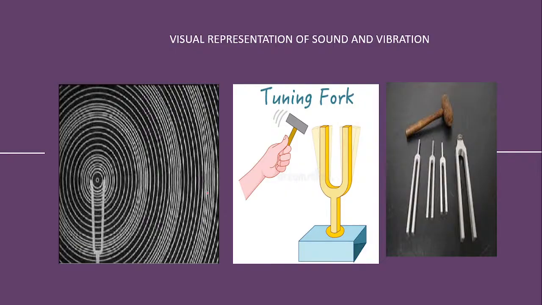So this is a visual representation. When you hit a tuning fork with a hammer, these are different tuning forks you see here, with different frequencies. If you hit the tuning fork, it will vibrate like this. So that's how it travels. You see the pattern of how the sound is traveling from the tuning fork to the object, or to our ears. Okay, this is how a sound travels.